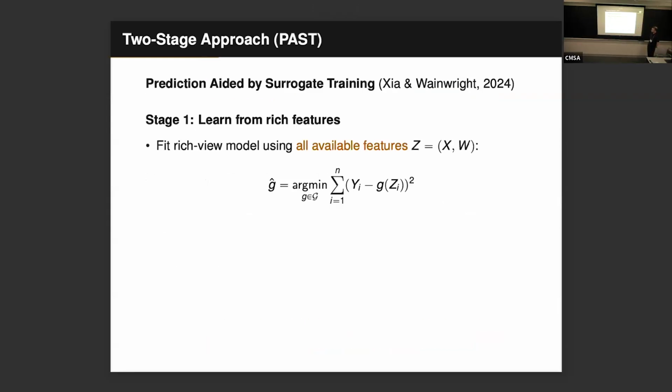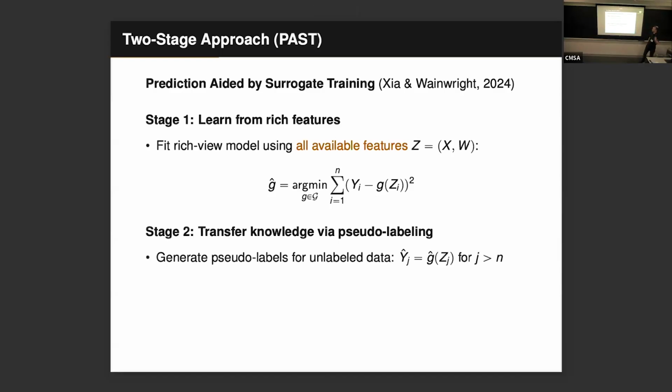So what they did is they say, okay, let's first start off by learning from these rich features. The rich features are going to be these X's and the W's. So what they first do is they build a model on these Z's. They fit a model using the labeled data. Remember I had n samples, and on those n samples I have the labeled data. So they train a G hat. This is what I'm calling the rich model, the rich view model, because it uses both the X's and the side information.